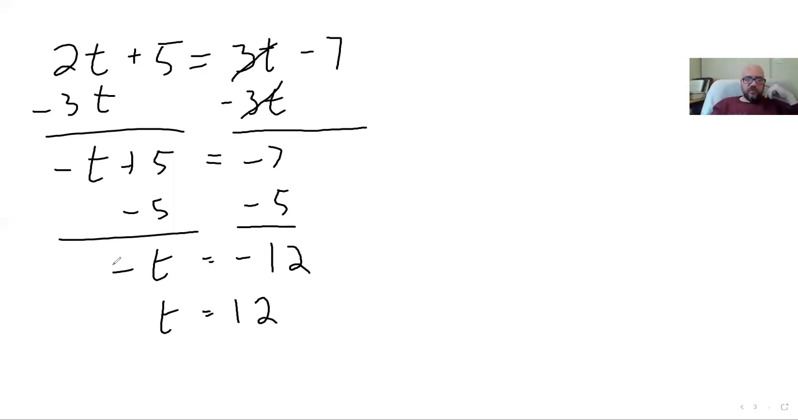Now you can also think of this last step as multiplying both sides by -1, and that's totally fine if you want to think of it that way. I prefer to think of it logically, right? If negative t is negative 12, then positive t must be positive 12.